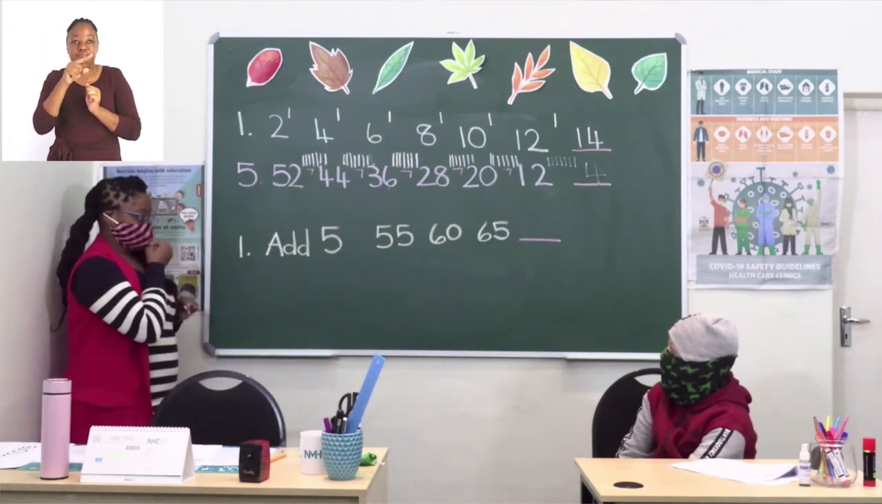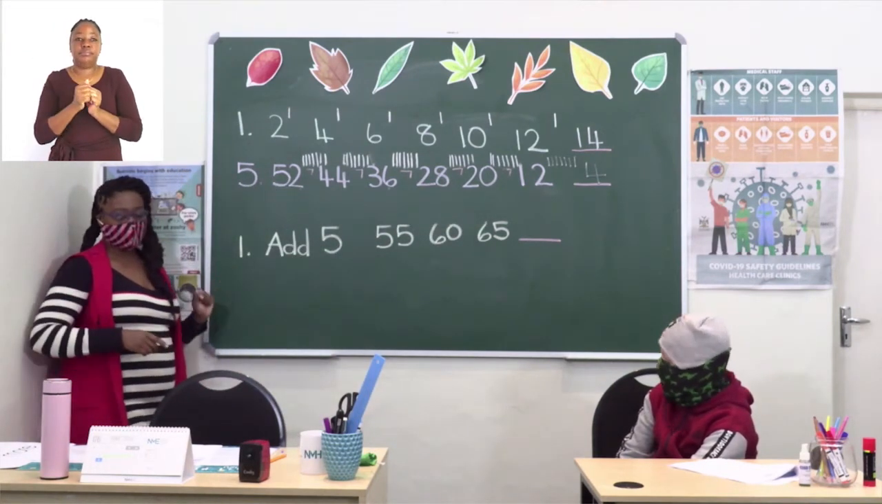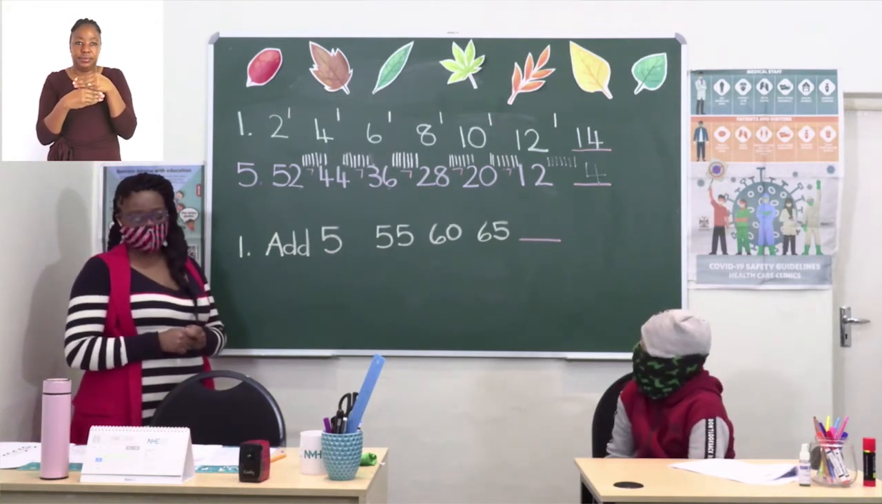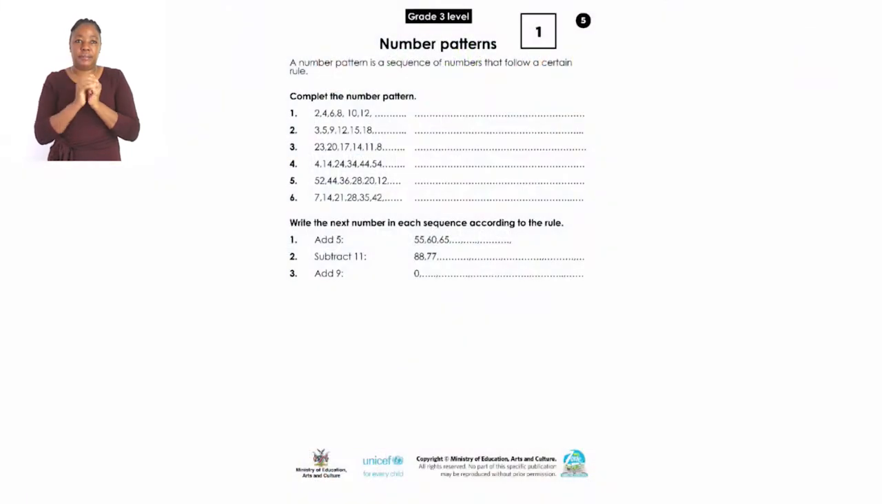Now let's go down to the exercise below. The exercise below says, write the next number in each sequence according to the rule. As you can see, number 1, number 2, and number 3 have different rules.